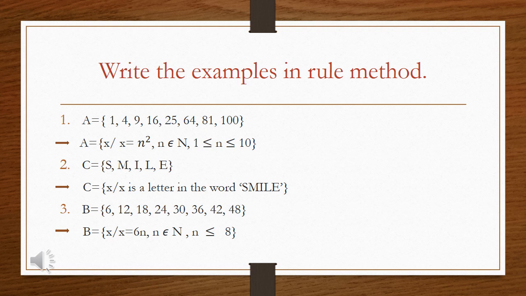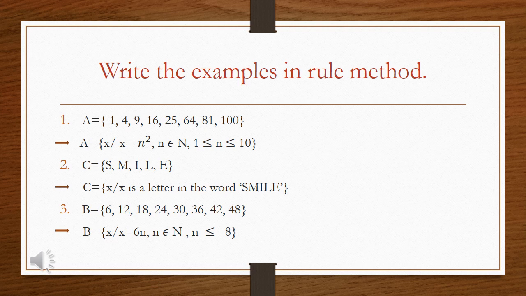Let us discuss some examples in the rule method. Here some examples are given in the listing method, and we have to convert those examples into the rule method. Take the first one. In the set A, they have given the elements 1, 4, 9, 16, 25, 64, 81 and 100. That means, look here, 1 is the square of 1, 4 is the square of 2, 9 is the square of 3 and so on, and we get 100 because it is the square of 10.